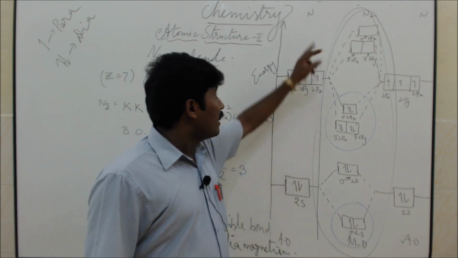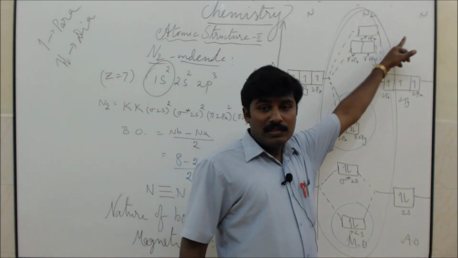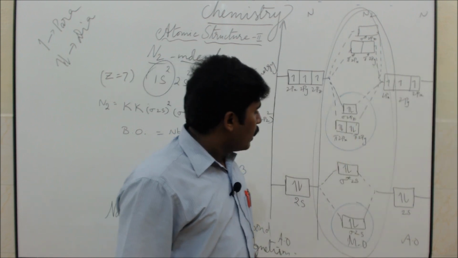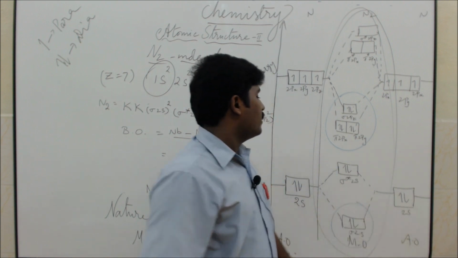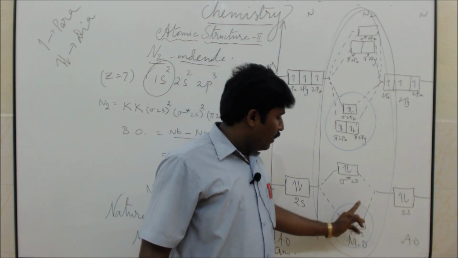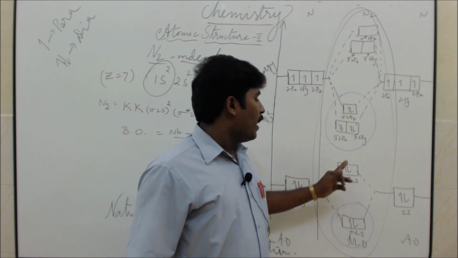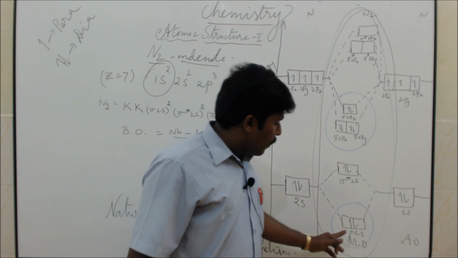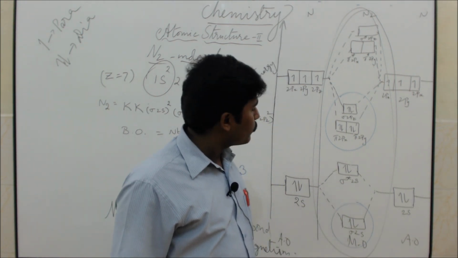Then 2s for this nitrogen atom, and for the other nitrogen atom also, because 2 nitrogen atoms combine to form a molecule. Now these two 2s orbitals are going to combine. One gets lower energy, named the bonding molecular orbital. The other gets higher energy, named the anti-bonding molecular orbital. So bonding means sigma 2s, anti-bonding means sigma star 2s.